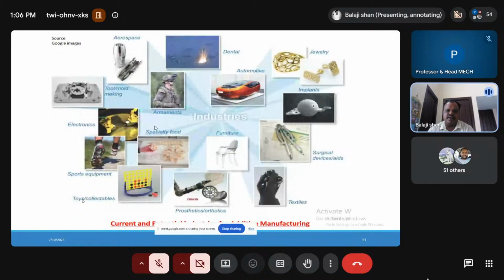So these are some typical applications of additive manufacturing in various mechanical sectors. For aerospace, they make components for tool and mold making. For electronics, they prepare electronic chips, sports equipment, toys and collectibles, and prosthetics and orthotics for handicapped patients, and for textile manufacturing, furniture, surgical devices and implants, jewelry and automotive. Nowadays, additive manufacturing is used in all the engineering sectors.